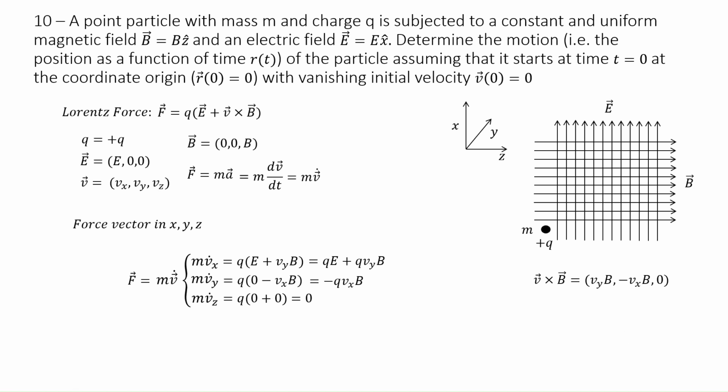Now that we've found that the z direction of the force component is 0, we can actually solve for vz. This is our equation here, m vz dot equals 0, and if we integrate on both sides with respect to time, we get m vz equals a constant. Now since our initial velocity is 0, we can say that C equals 0, and therefore vz also equals 0.